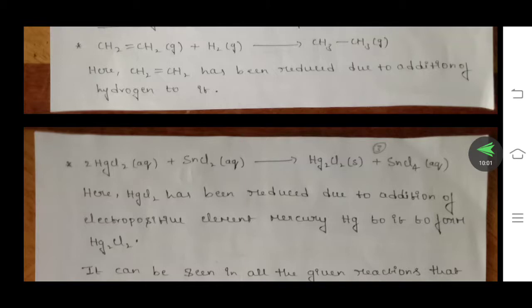So that means what? We are adding one more Hg to Cl. The number of Cl in HgCl2 is the same on the left side and right side in that compound, but the number of Hg increases. That ratio is changing. So that means we are adding an electropositive element. So here HgCl2 has been reduced due to addition of electropositive element mercury Hg to it to form Hg twice Cl2.